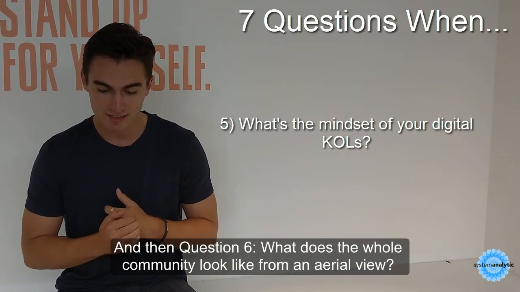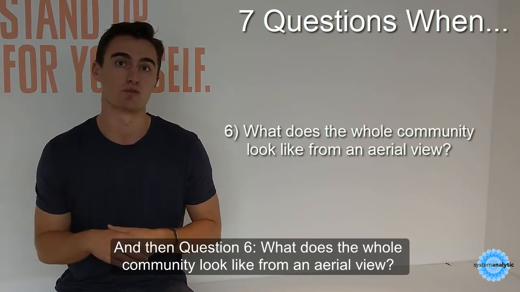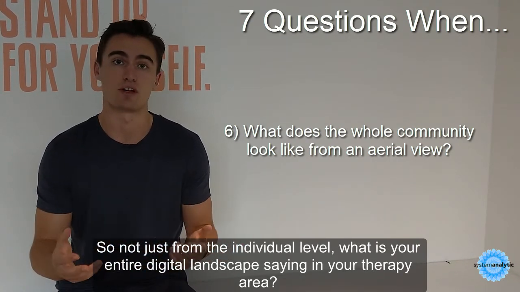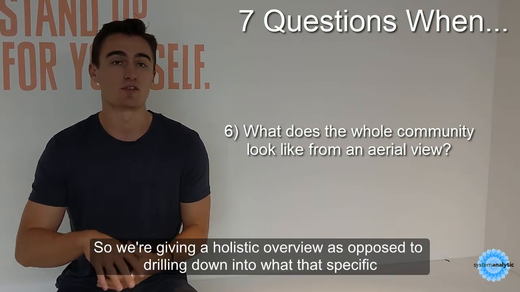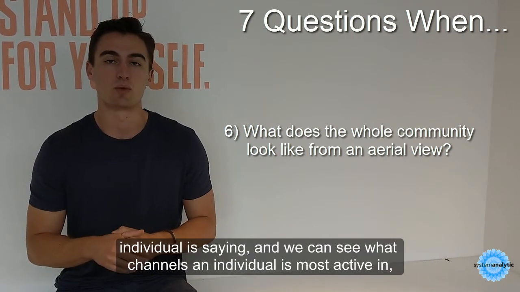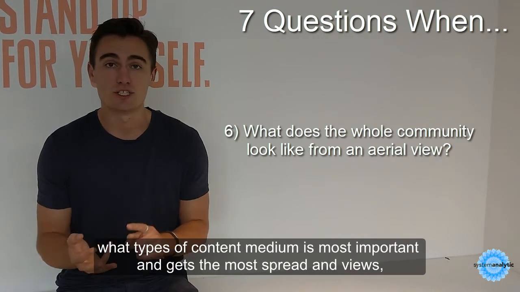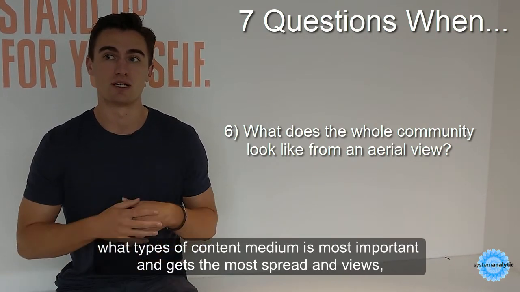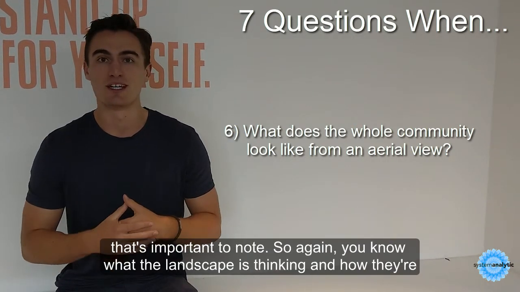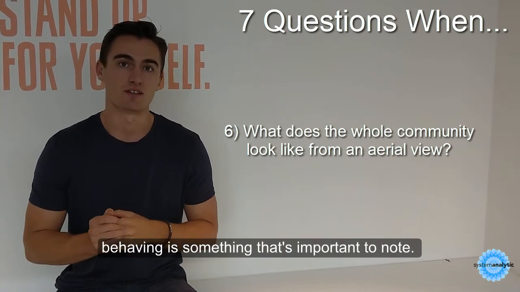And then question 6, what does the whole community look like from an aerial view? So not just from the individual level, what is the entire digital landscape saying in your therapy area? So we're giving you a holistic overview as opposed to drilling down into what that specific individual is saying. We can see what channels individuals are most active in, what types of content medium is most important and gets the most spread and views. That's important to note. So again, what the landscape is thinking and how they're behaving is something that's important to note.